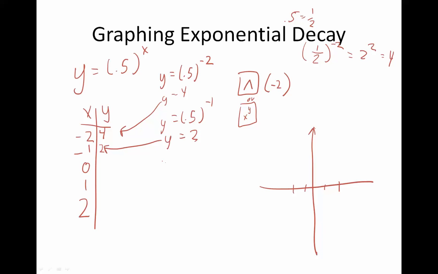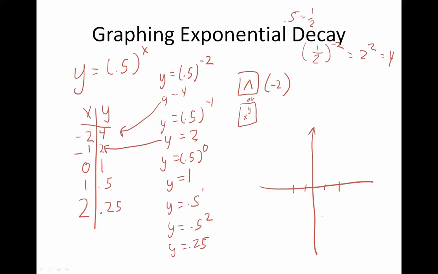So, all right, let's continue on. y equals 0.5 to the 0. Anything to the 0th power is always equal to 1. So that's 1. And then we've got 0.5 to the 1. That's definitely 0.5. And then y equals 0.5 squared. So that's 0.5 times 0.5, which is 0.25. All right, I've got my points.